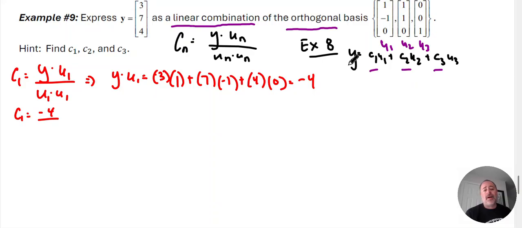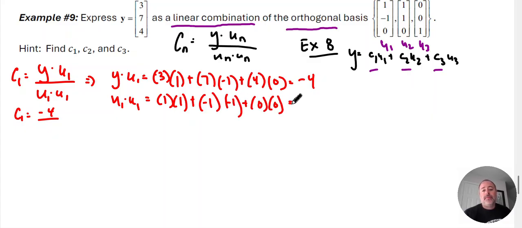Again, we're just looking for the scalar value of this. Then we're going to dot u sub 1 with itself. So we come back over here to u sub 1 and dot it with itself, so each component is multiplied together. We basically square these numbers: 1 times 1, negative 1 times negative 1, and 0 times 0. So we're always going to get positive numbers here, and this will never be 0, because it's a denominator and these are always positive. So we get 1 plus 1 plus 0, which gives you a 2.